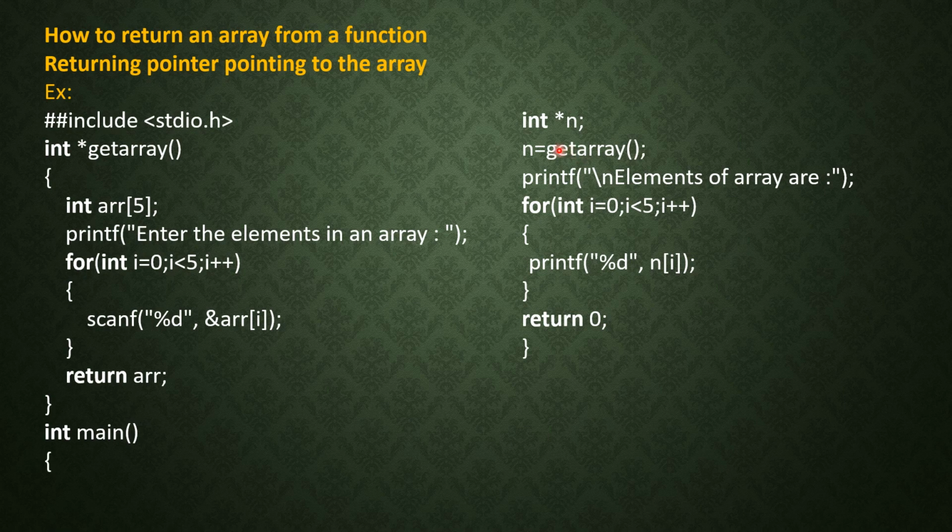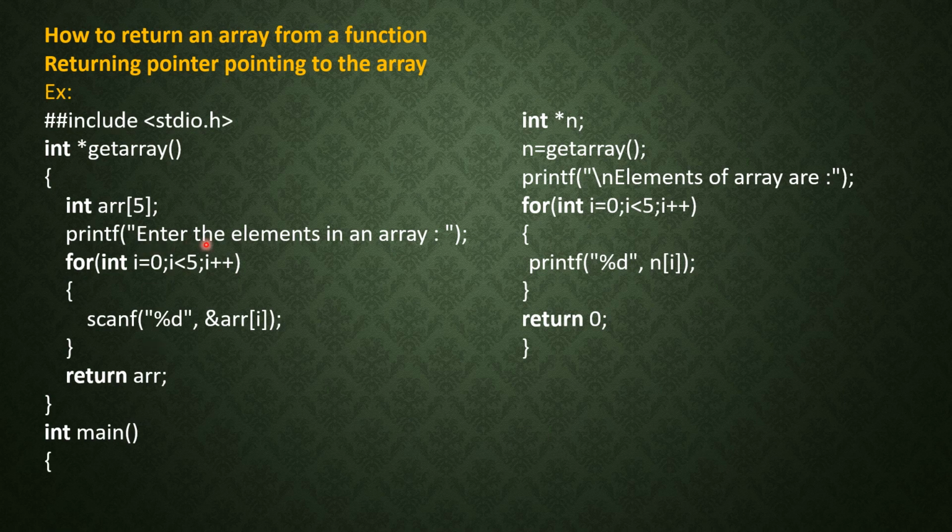Since it returns a pointer, the variable you give here to receive the value has to be a pointer, so I'm declaring that variable n as a pointer. Now go to the function getArray. It is returning a pointer, so the function type should also be a pointer, with a star. What we are doing in this program is taking the values in this function, and that complete array will be returned to the main function, where we display those values. While returning the value from the function to the main function, we return it as a pointer.